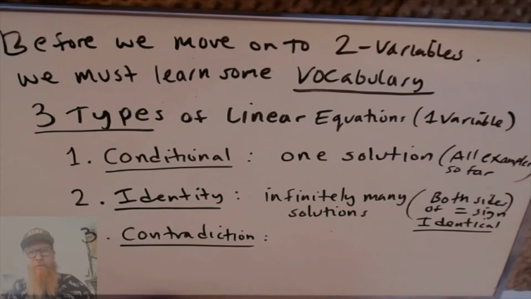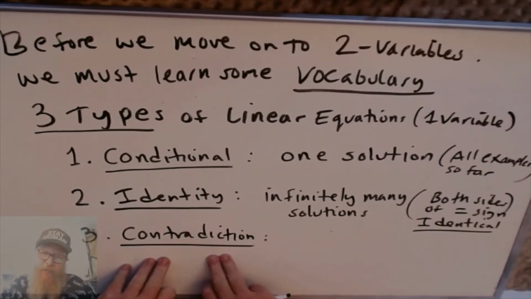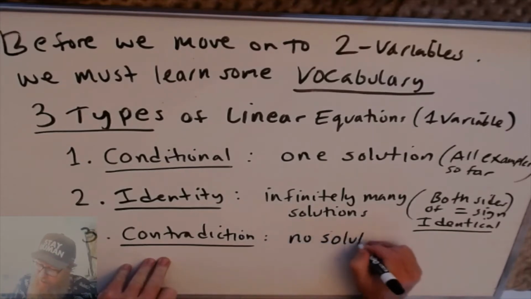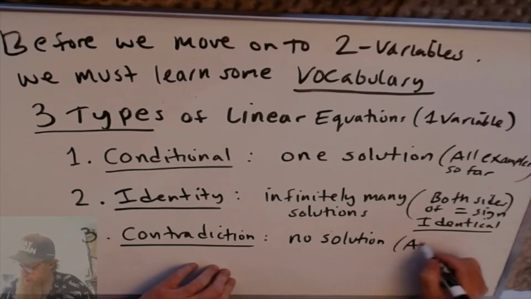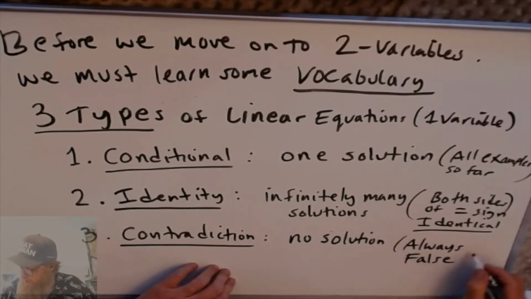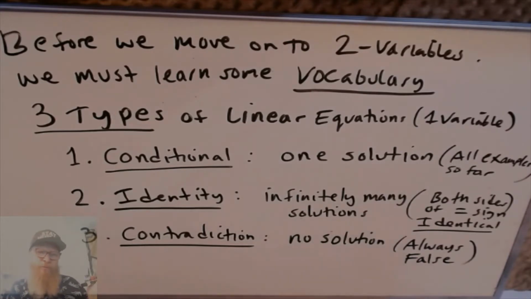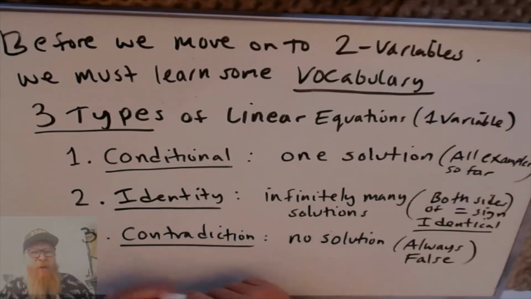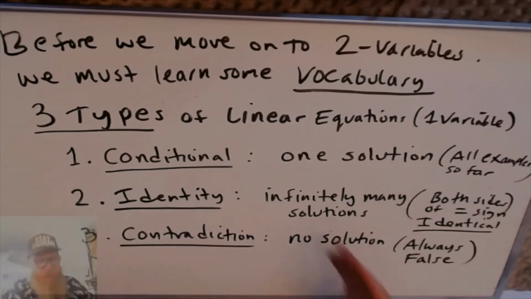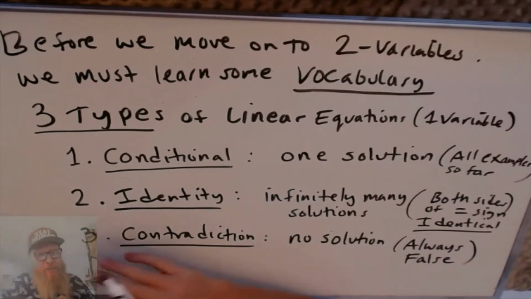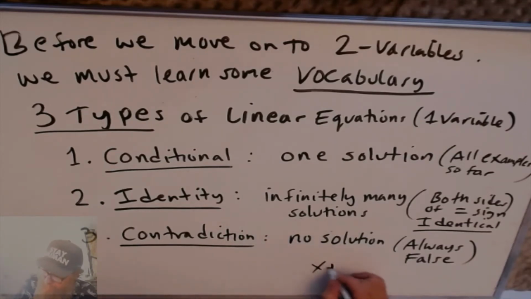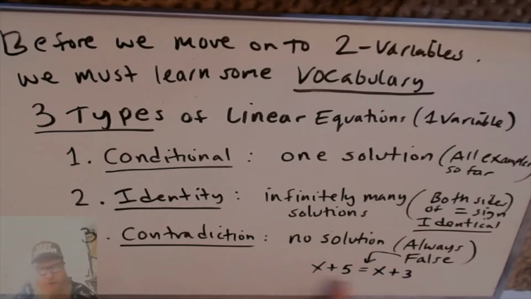Infinitely many solutions. And then finally, the worst possibility would be a contradiction. That would be a problem with no solution. This would be an equation that's always false. It is never true. An example of that would be x plus 5 equals x plus 3. That's never true. X plus 5 is never, ever going to be equal to x plus 3. Although you could try. You could spend a bunch of your time trying to solve it, but whatever you get is nonsense because this equation is always false.